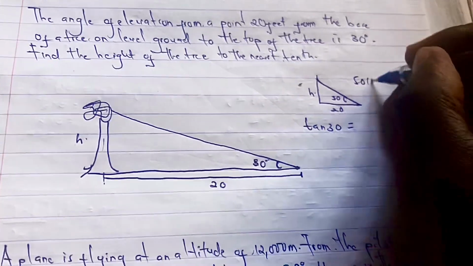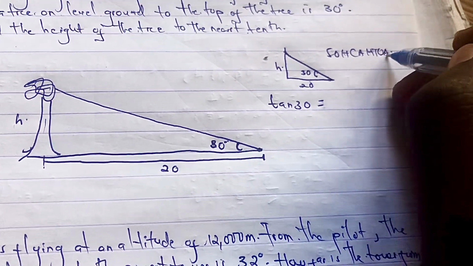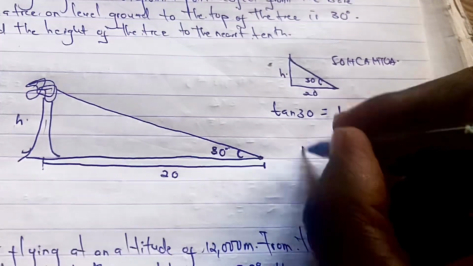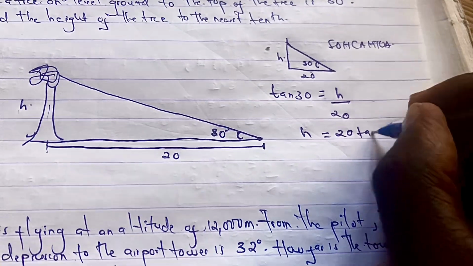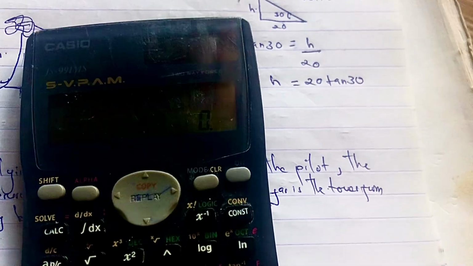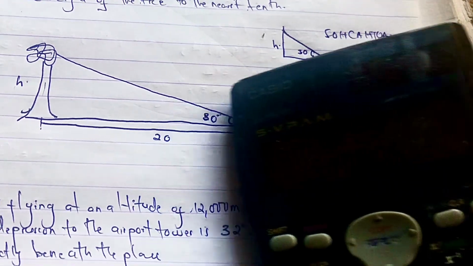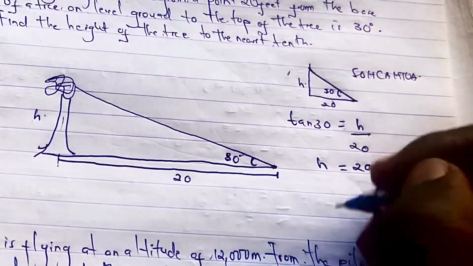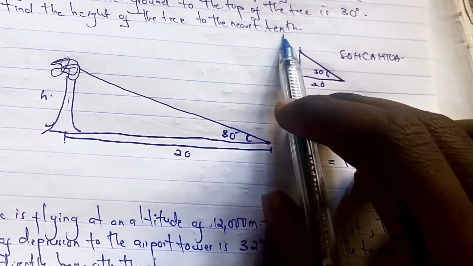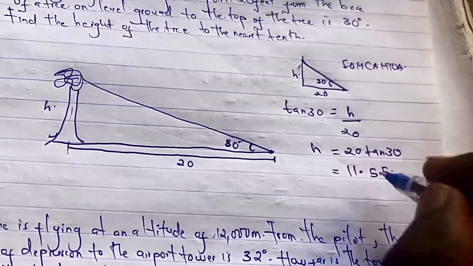Remember what we said on our SOH CAH TOA? Tan is opposite over adjacent. So our opposite is h over adjacent, which is 20. So our answer will be h equals 20 tan 30. If you put it in, 20 tan 30 is 11.5. But they say to the nearest 10th, so this is 11.5. Are we together? That is it.